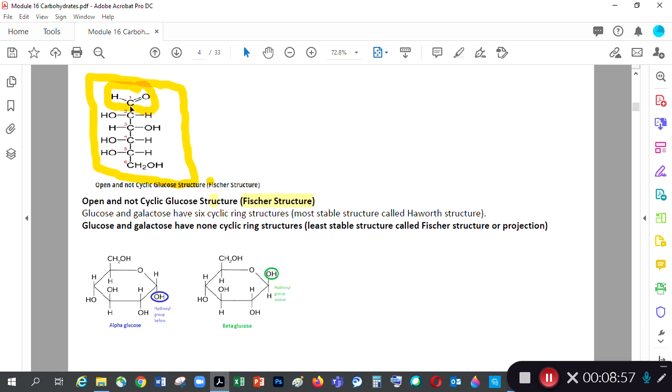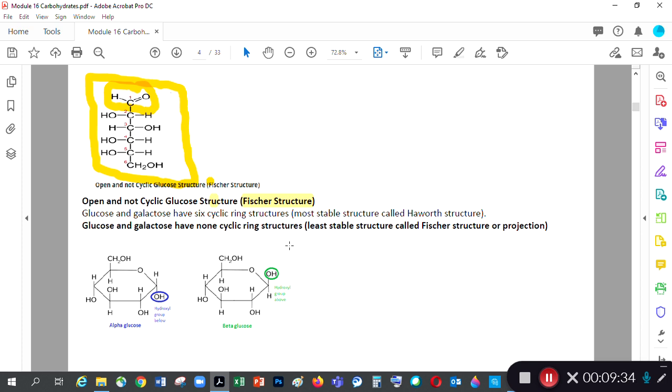Next I have to count the number of carbons. As you see here, 1 in red, 2, 3, 4, 5, 6. That's a hex, so there will be hexo. So it will be aldohexose, and the ending will be OSE. This one here, as I said, is open and non-stable. The Fischer structures are not stable, but they are present, though. They are present, but the cyclic ones are more stable.